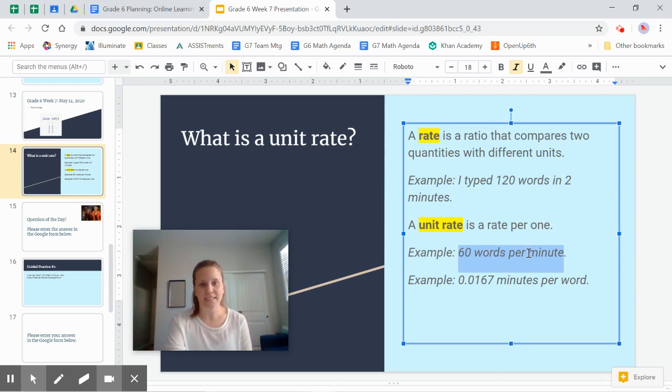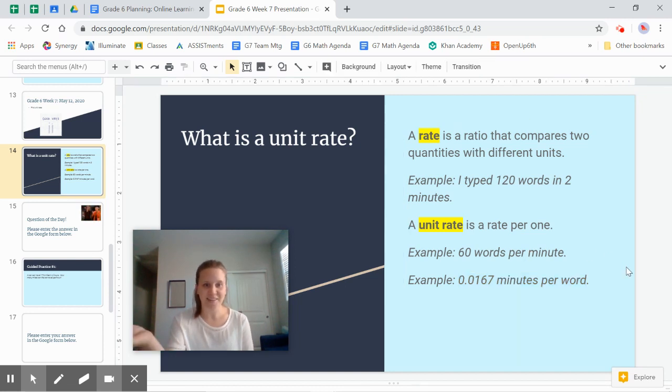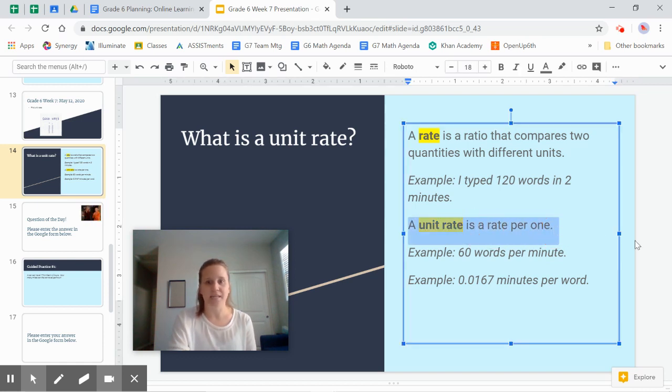Okay, the word one is sometimes not written. Sometimes you just get this word per, and that means for every one of whatever comes next, in this case, minutes. You can also switch and make it one word. So it would take 0.0167 minutes per word. I think the more useful unit rate is, of course, 60 words per minute, but just like constant of proportionality, there are 2 unit rates for every rate. Okay, take a moment right now to jot down the definition of unit rate. I'll highlight it for you here.